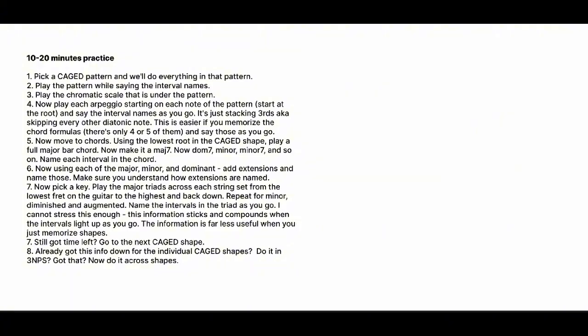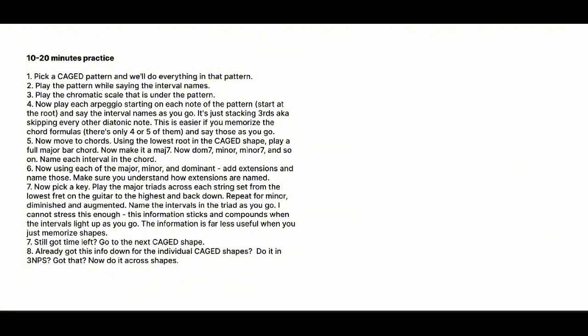Now, using each of the major, minor, and dominant chords, add extensions and name those. Make sure you understand how extensions are named. You can make these up. You can also look them up and name the intervals. Now pick a key. Play the major triads across each string set from the lowest fret on the guitar to the highest and back down. Repeat for minor, diminished, and augmented. Name the intervals of the triad as you go.